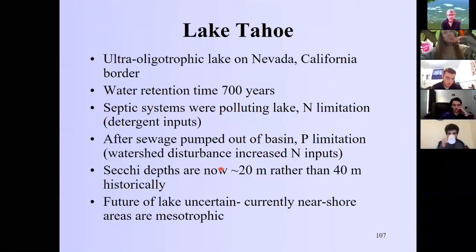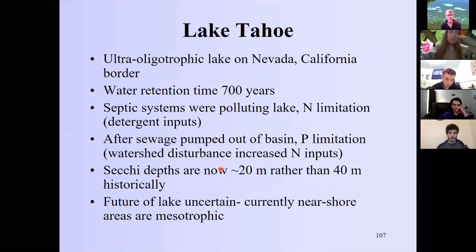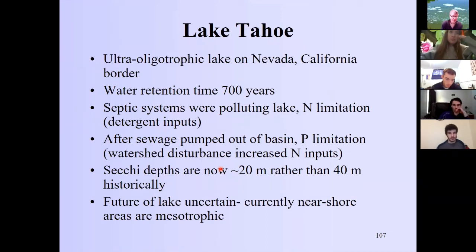The retention time of water in that lake is 700 years. So once a nutrient dumps in there, it's going to just stay in there for a long time because it's a very big, deep lake with a very small watershed. Hence, it's quite oligotrophic. It's in the Sierra Nevadas and it gets its precipitation from snow.